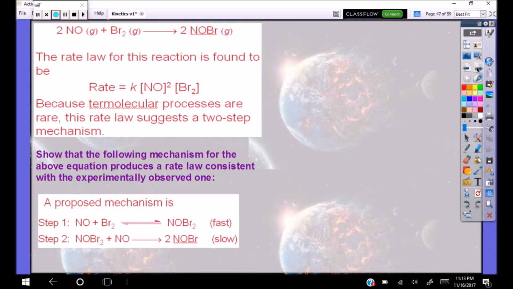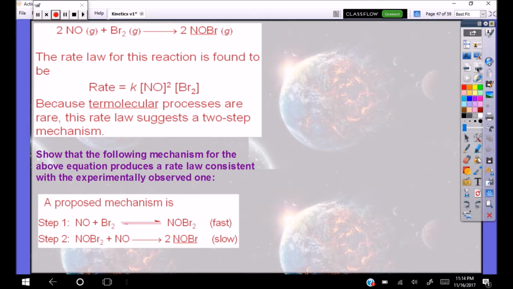So here's our first example. We've got 2NO plus bromine gas, and we get 2NOBr. And the rate law is k[NO]^2[Br2]. So this is a termolecular process.